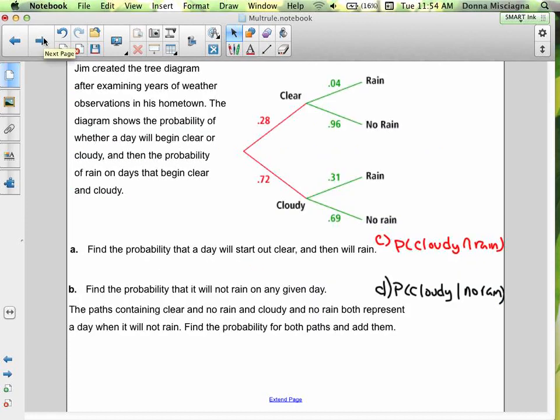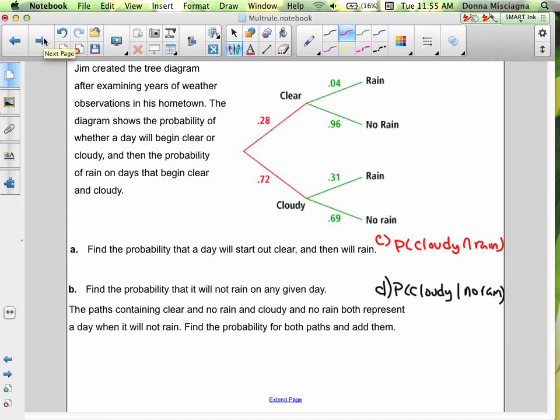Jim created the tree diagram after examining years of weather observations in his hometown. The diagram shows the probability of whether a day will begin clear or cloudy, and then the probability of rain on days that begin clear and cloudy. Let's just take a look at this diagram before we solve any problems. So I notice that I have two initial branches to choose from. Right? I either go down the clear branch or the cloudy branch.